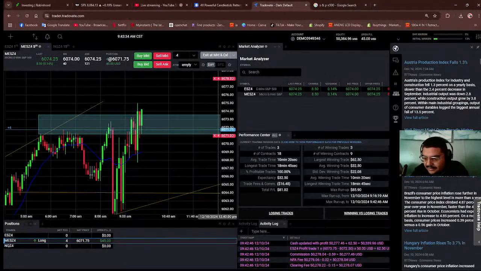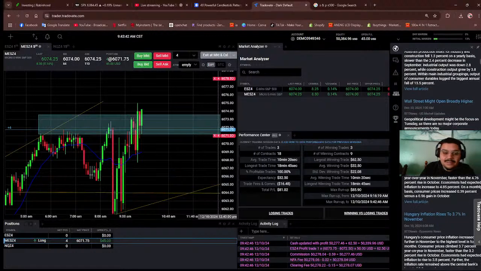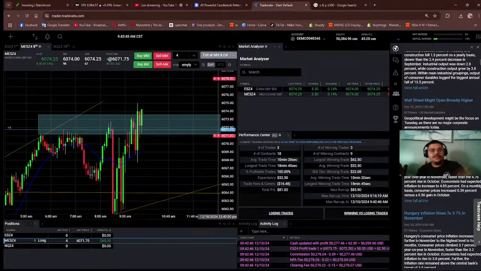Now look at that, 7 a.m. Wall Street might open broadly higher. Geopolitical development might be the focus on Tuesday, and there are no major corporate announcements today. All right, if there are no major corporate announcements, there are two things that we can take from that. Number one, there is no good news. At the same time, there is no bad news. So if there's no bad news, you know what I'm saying? It's a good sign. All right, guys, I am exiting this trade.